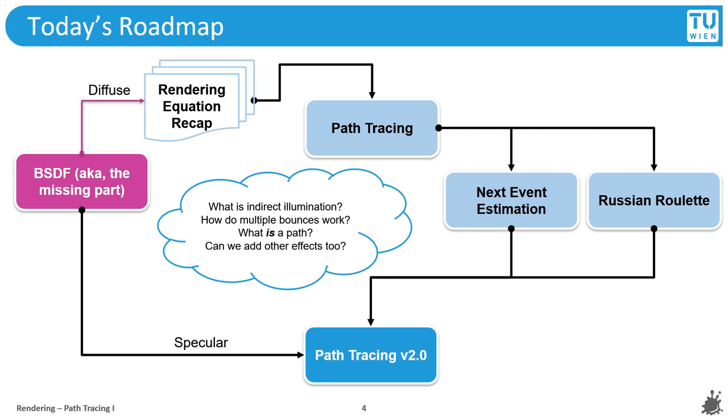why is it important? How can we realize multiple light bounces in a scene? What even is a path and how is it defined? And what other effects could we possibly add to our path tracer? So now that we know our goal, let's start at the beginning with the formal definition of the BSDF.